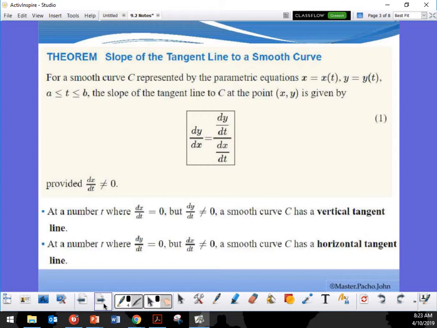For a smooth curve C, where dx/dt is 0 but dy/dt is not 0, we get a vertical tangent line, right? Vertical, straight up and down. A number where dy/dt is equal to 0 but the bottom is not, the smooth curve has a horizontal tangent line. So that is a horizontal line, right? And we're going to be dealing with a lot of curves.